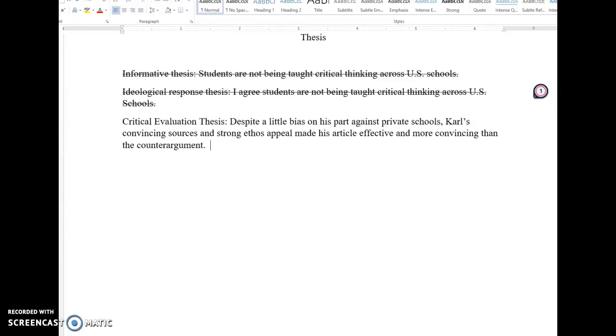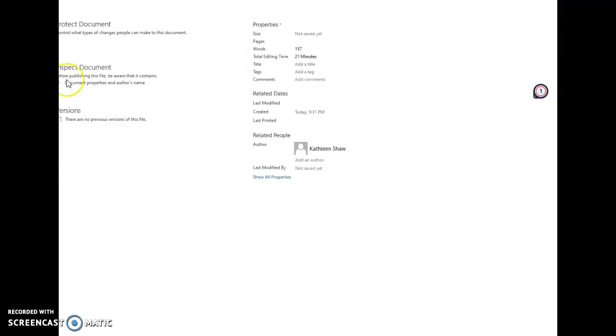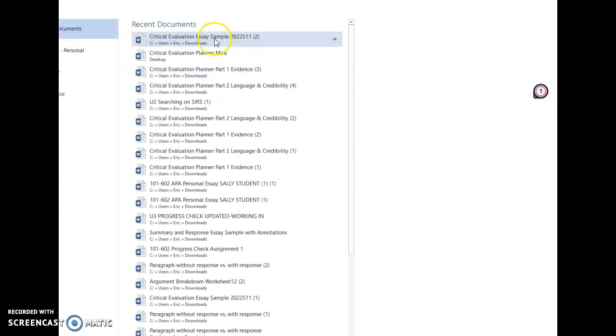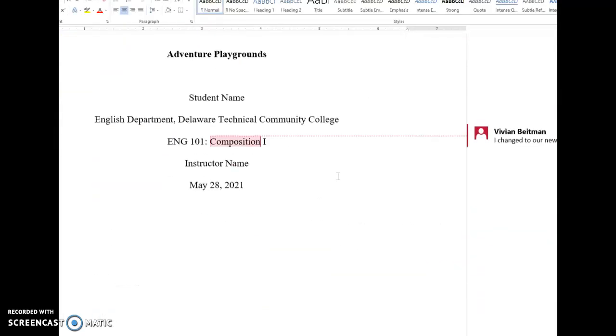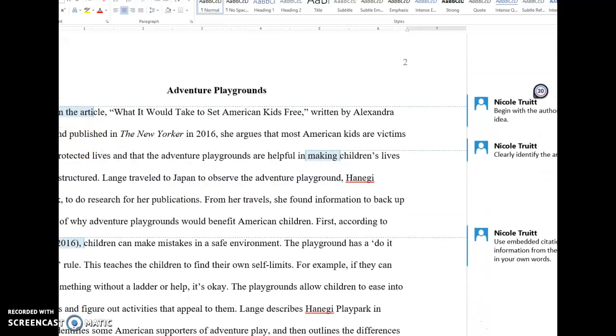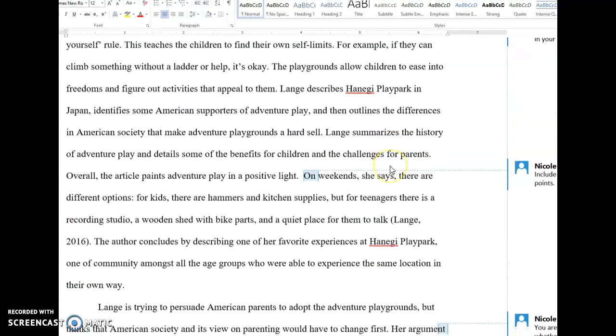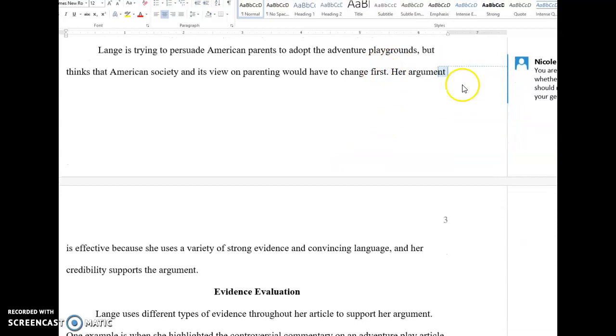You can see that is also carried out in something like, let me just open it up, the essay sample, which in a different video, I'm going to go over and explain why this is a good model to use. But you can see right here, her argument is effective because she uses a variety of strong evidence and convincing language, and her credibility supports the argument. These are the types of theses that you want to write for this evaluation, because you want to put forward and answer the question, is this article effective? And include some of the reasons why or why not.